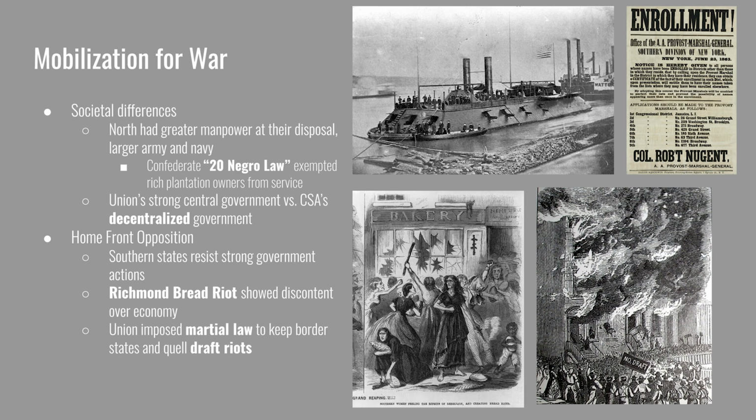There were some societal differences that gave the Union an advantage. They had almost 4 times the amount of free population in the North than they did in the South, about 5.5 million in the South and over 20 million in the North. The larger population made it easier to field an army.